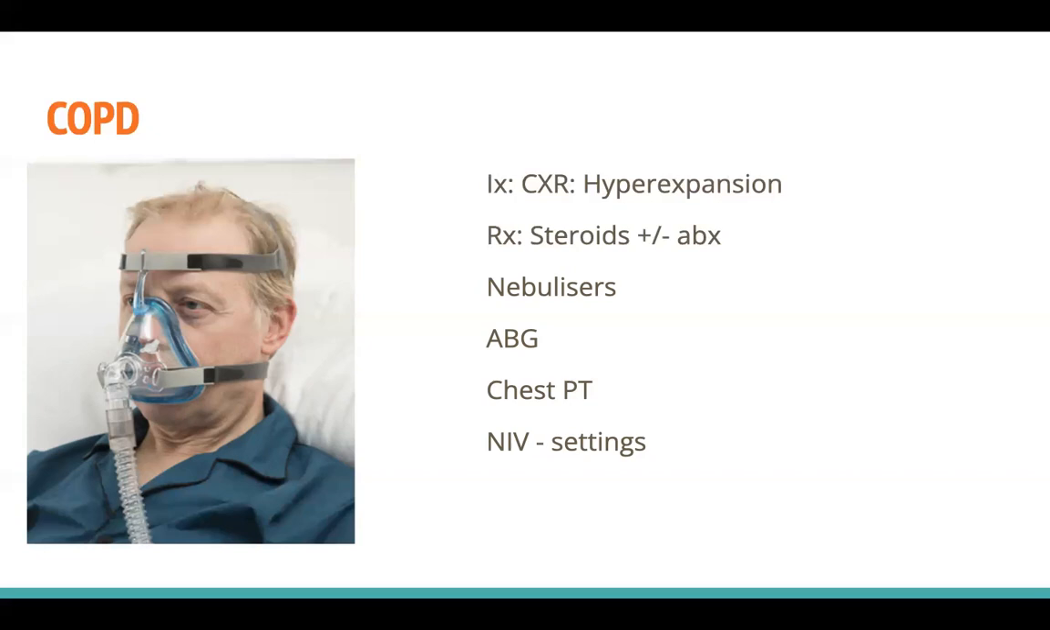Sometimes patients can get quite agitated on NIV, and in these patients it might be worth giving a little dose of morphine. For example, 2.5 to 5 milligrams of morphine IV, and if that's not helping, you can always add a benzodiazepine. For patients that are on NIV and requiring nebulizers, at that point you need to remove the mask to give the nebulizer and then put the NIV back on once they've had the nebulizer.